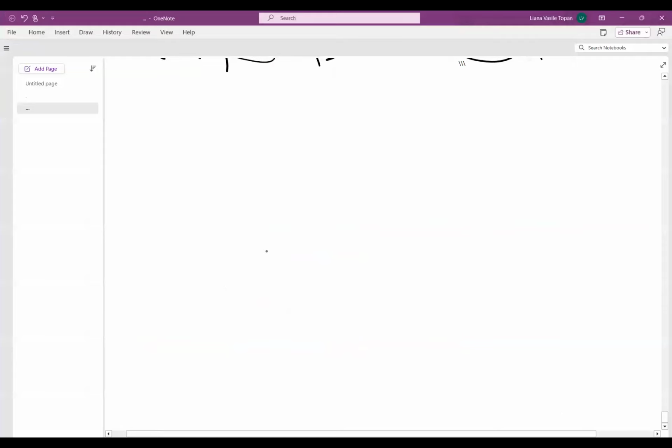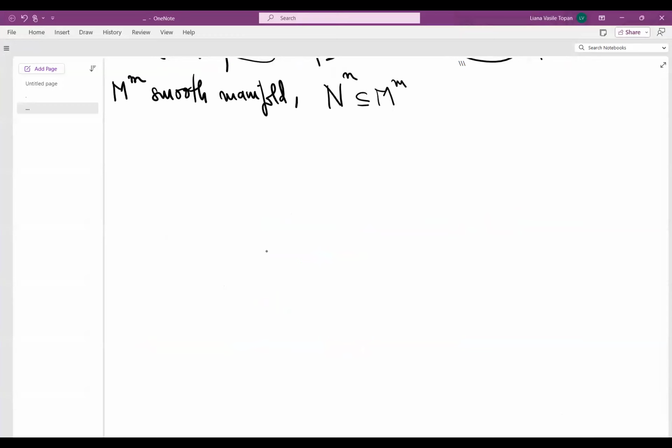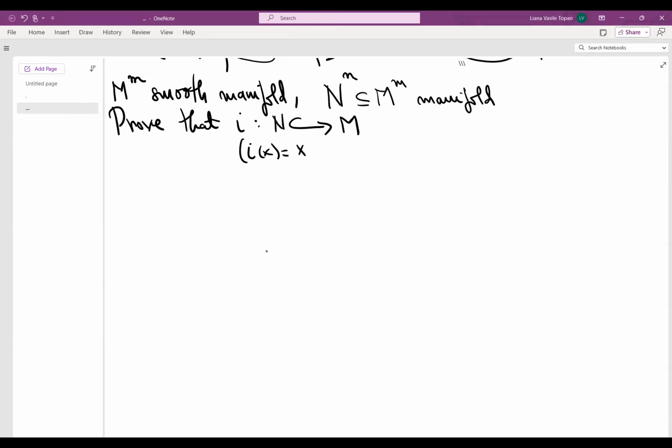All right. Very well. So the question says the following: M is a smooth manifold, and then we take a smooth submanifold N, with dimension n, smooth, they are all smooth in this lecture. So prove that the inclusion of N into M, which is simply given by i(x) equals x for every x of N, is an immersion.